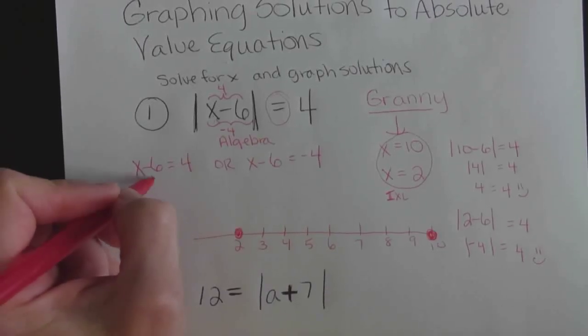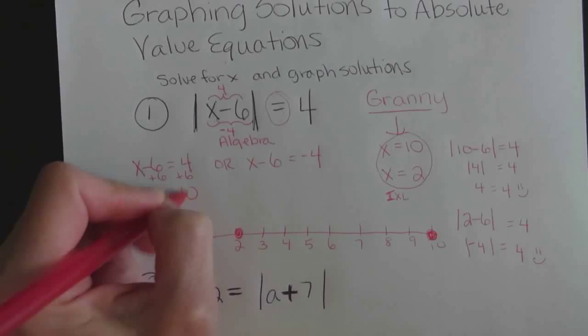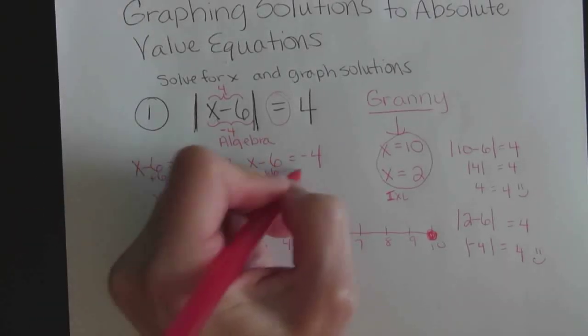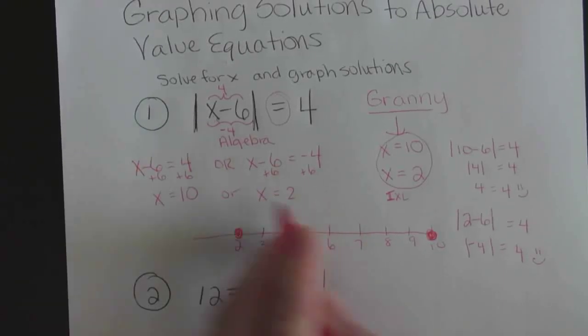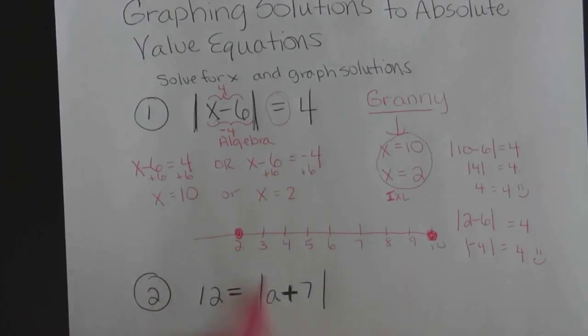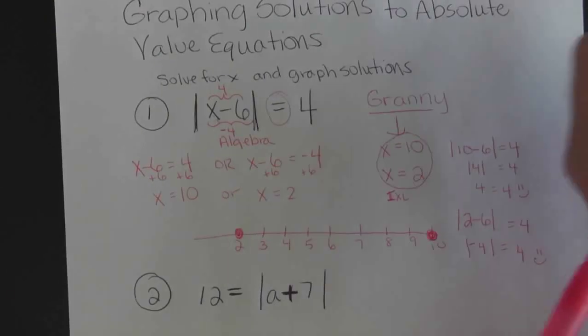Okay, now watch what happens. Once you do that, add that 6 over. You don't have to write it, you can just do it in your head, and look what you get, 10. Add that 6 over here, and look what you get, 2. Same answers we got granny style, same answers that we graphed. Ta-da!